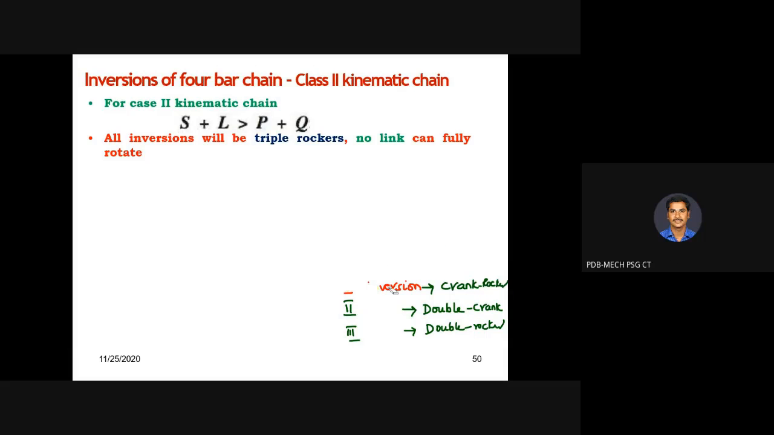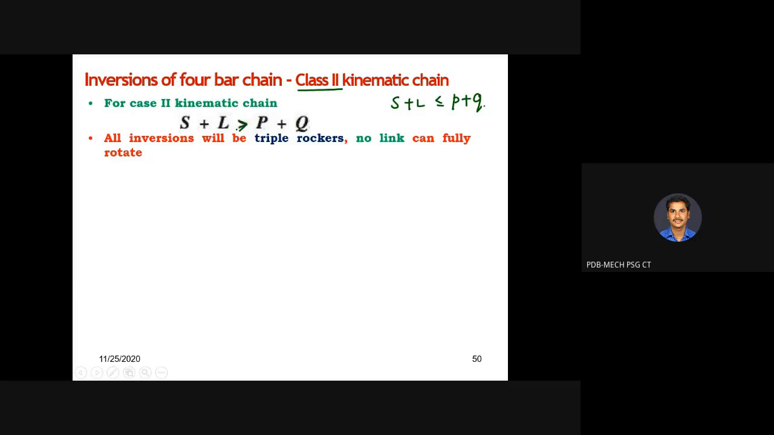Okay. Now we look at what happens when Grashof's law is violated. That category we call a class 2 kinematic chain. That means in the previous case S plus L was less than or equal to P plus Q. In this case it is violated, a class 2 kinematic chain. So S plus L will be greater than P plus Q. If you add the shortest and the longest links and the summation is greater than the summation of the other two links, it is violating Grashof's law, and it belongs to the category of class 2 kinematic chain.